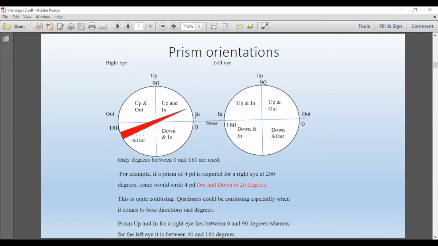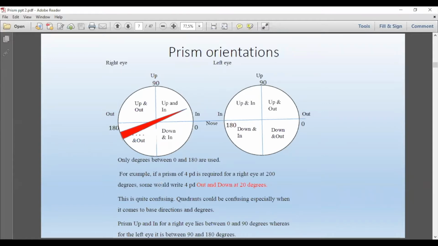But when it comes to prism, 0 and 180 is completely opposite. So if I want, for example, base in prism, it will be by the 0. And in the case over here, 0 over here is going to be base out. But either way, 0 and 180 are both the same. It's just a case of getting your base direction correct.